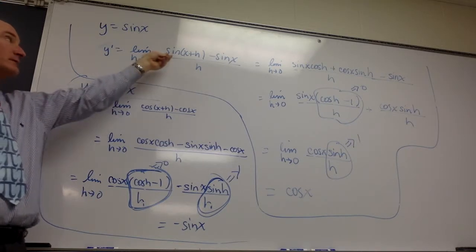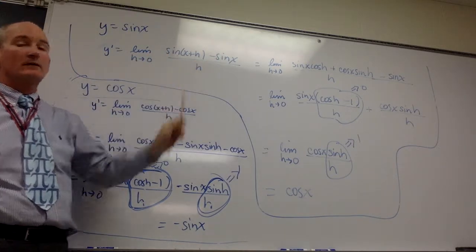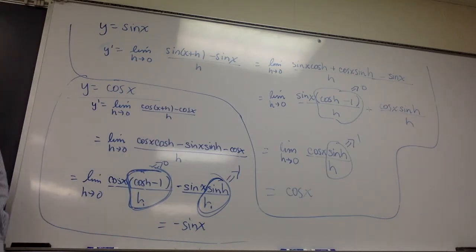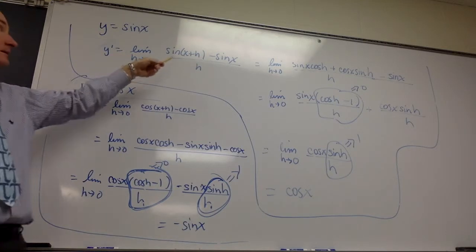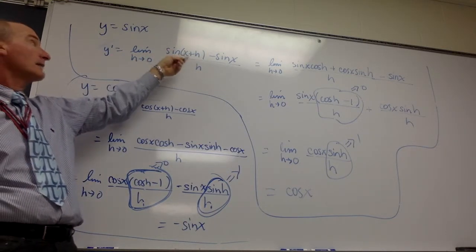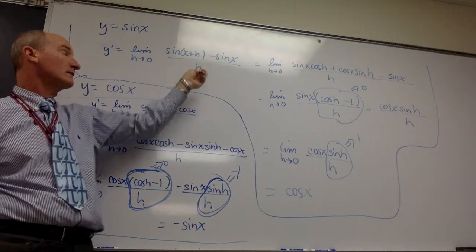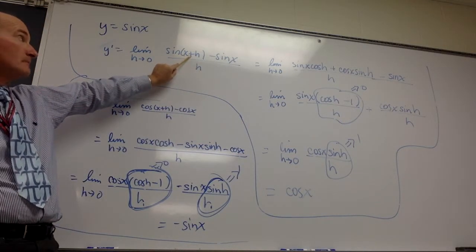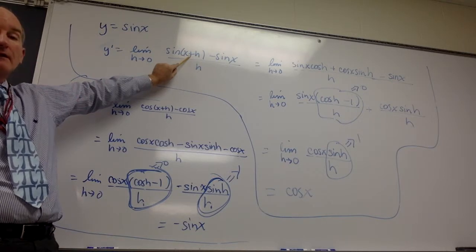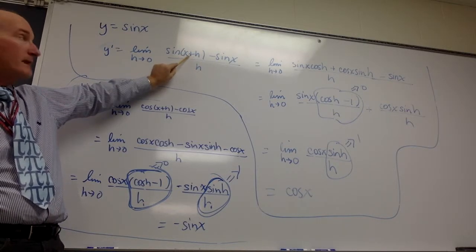So if y equals sine of x, we're going to use the limit as h approaches 0 of f of x plus h minus f of x over h for the definition of the first derivative. So I have y prime equals the limit as h approaches 0 of sine of x plus h minus sine of x over h. Now, this is the addition formula for the sine ratio, and that's from trig. It's also in the back flap of your book.